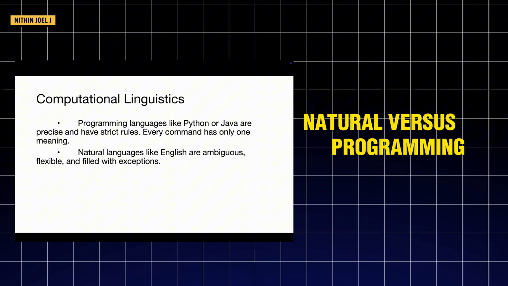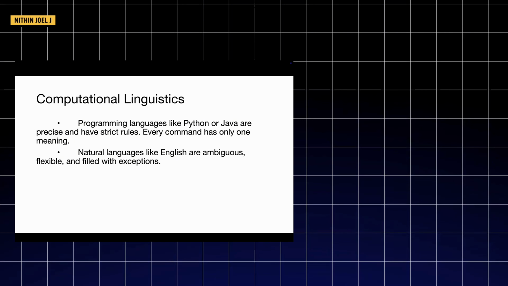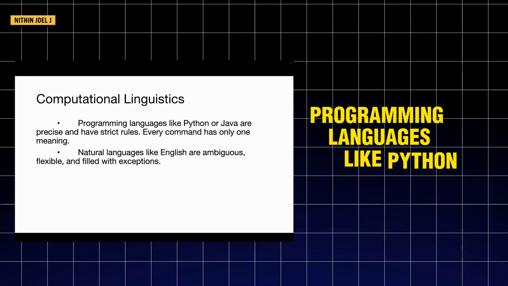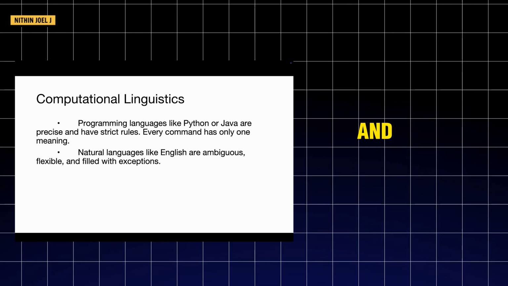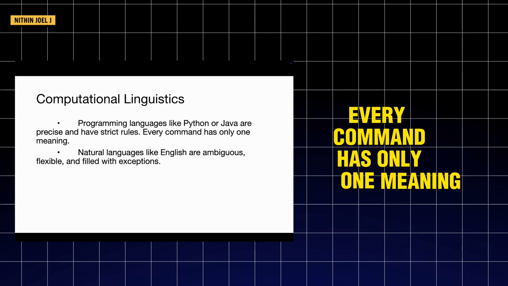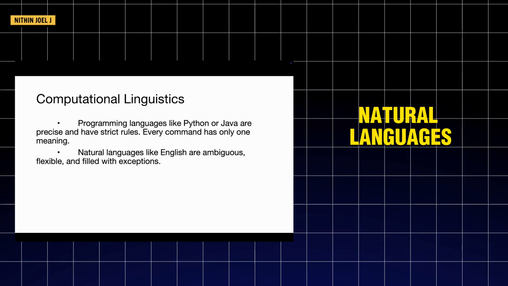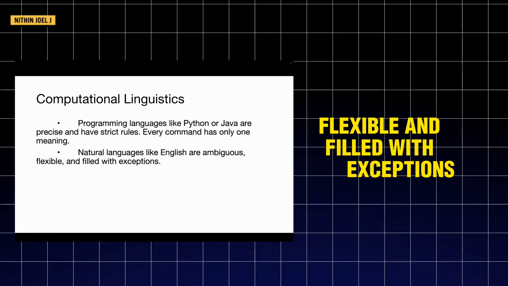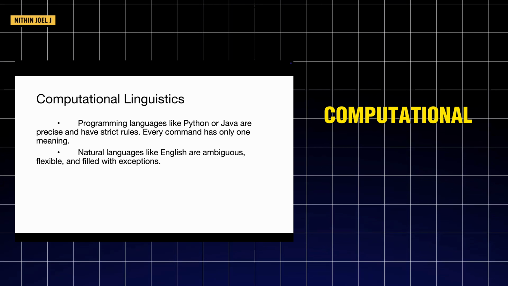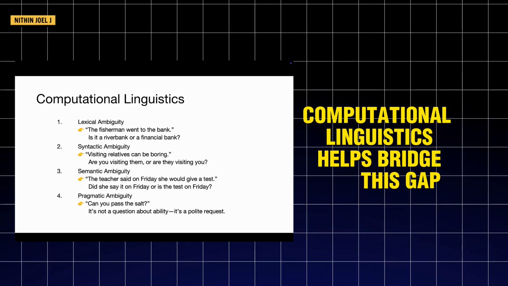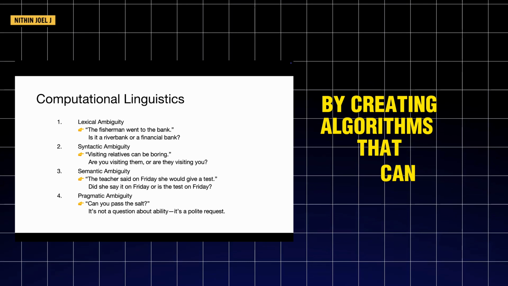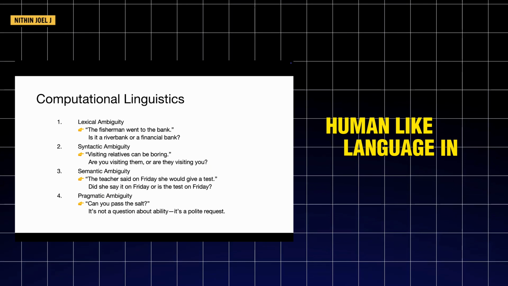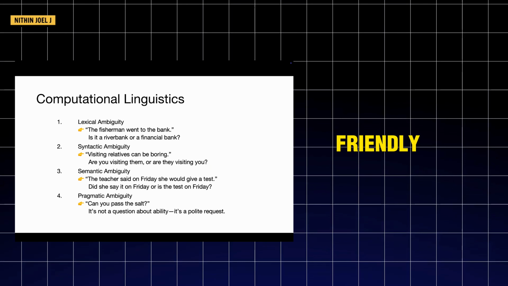Natural versus programming languages. Programming languages like Python or Java are precise and have strict rules. Every command has only one meaning. Natural languages like English are ambiguous, flexible, and filled with exceptions. Computational linguistics helps bridge this gap by creating algorithms that can understand human-like language in a structured, computer-friendly way.